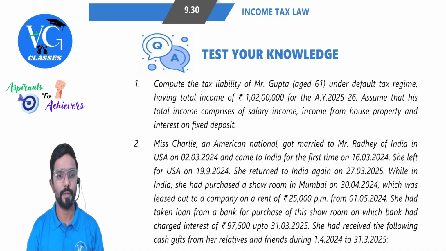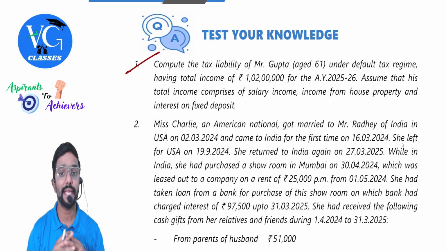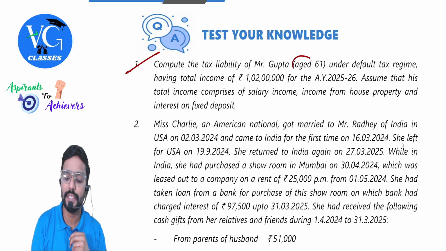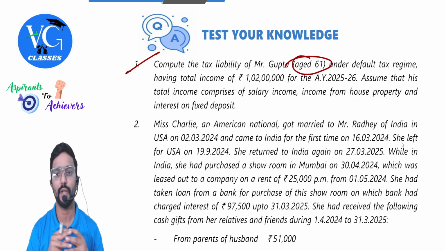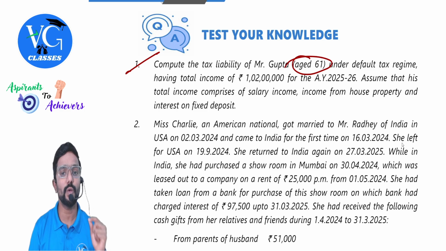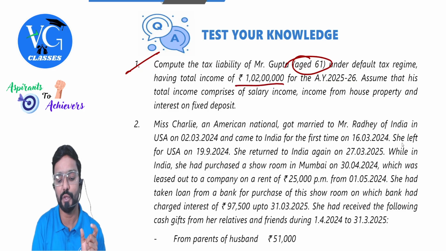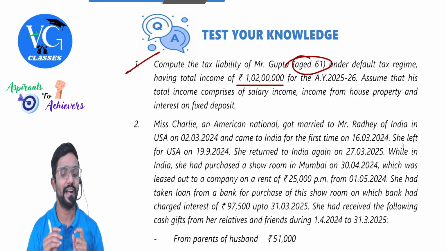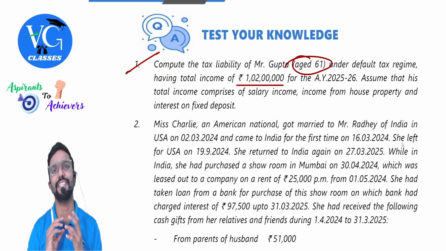Question number 1. Compute the tax liability of Mr. Gupta, aged 61 years. Guys, whenever age is given, somewhere it will play a role in your answer. Please be careful. Under a default tax regime, having total income of 1 crore 2 lakh, whenever you see this figure, one thing should strike to you. What is it? Surcharge. And when you are applying surcharge, another thing has to strike to you. What is it? Marginal relief.